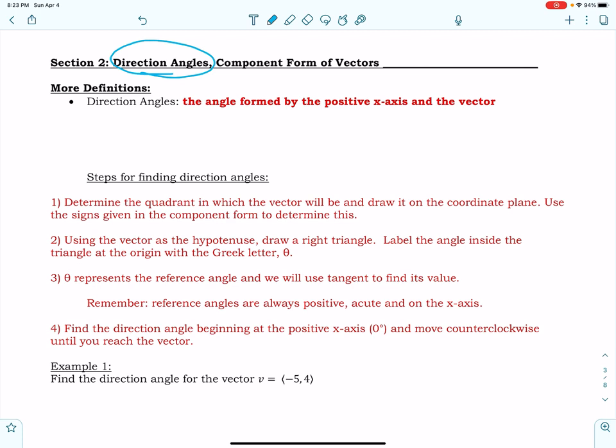So I've got it typed up here for you. It's the angle formed by the positive x-axis and the vector. And what we do is we move counterclockwise from the positive x-axis to the vector in order to do this.